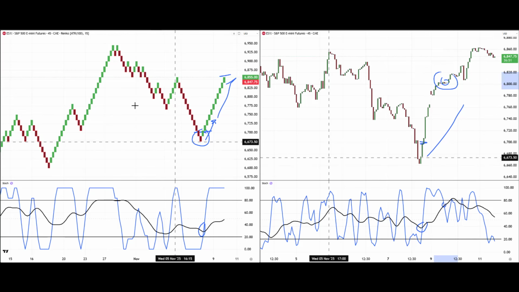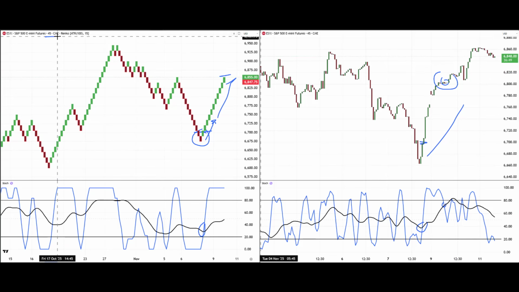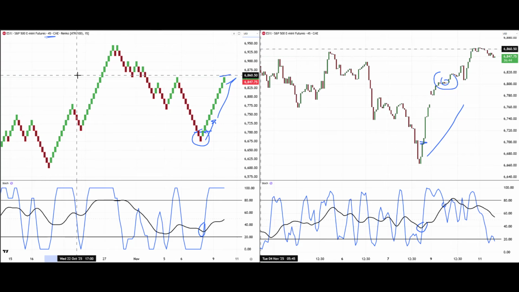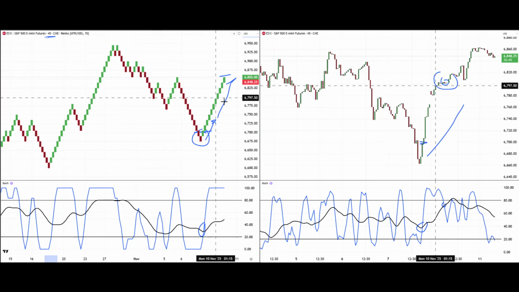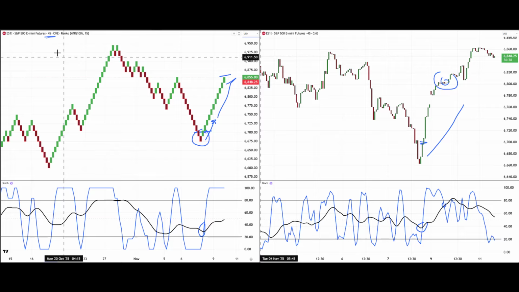But the problem is waiting. You have to wait for that 45-minute window, and that's not what I use. I use a faster time frame, and I get the right block size. Those are the two ingredients that you need to get this to work. So let's just play around with that.